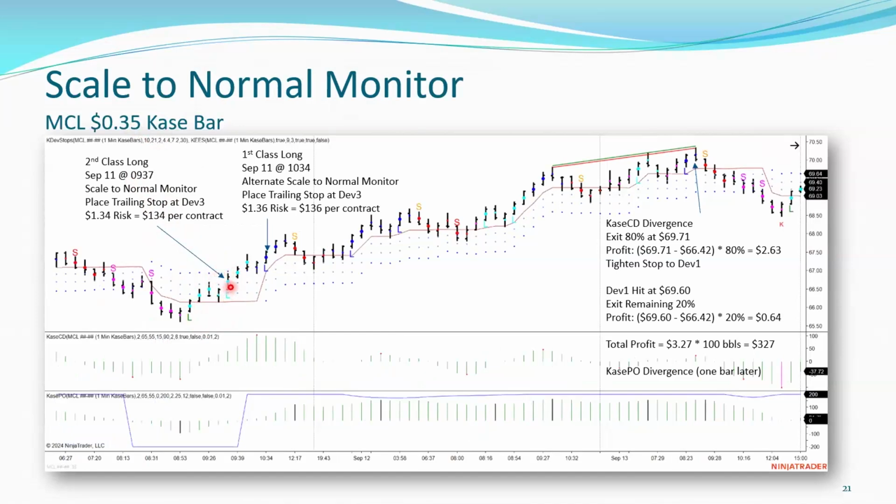And I can now carry my trade on the normal monitor and watch. Now I'm looking for exits on the normal monitor. I've gotten to my goal. I'm at my maximum risk.